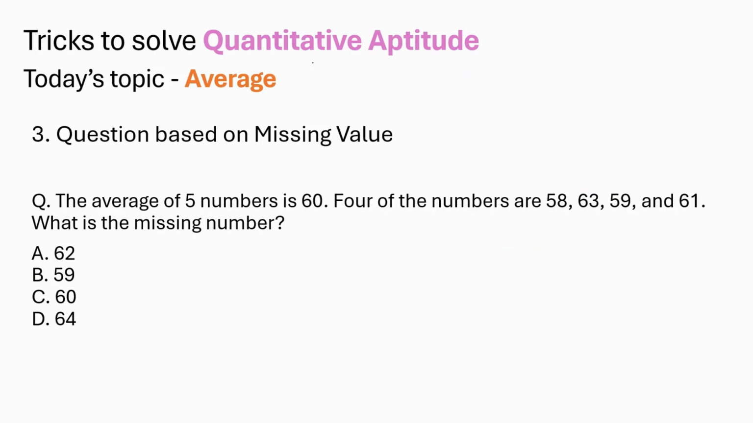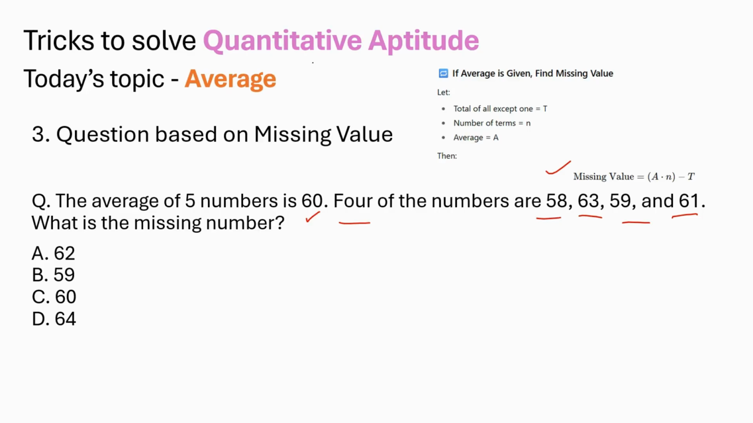Okay, let's take another example here. The question is: the average of 5 numbers is 60. 4 of them are 58, 63, 59, 61. So what is the missing number here? If we use this method, our process would be very lengthy. Why? Because for the T calculation, we need to sum all these 4 numbers and that would take a lot of time. So here, instead of using this formula, I'm using the deviation method.